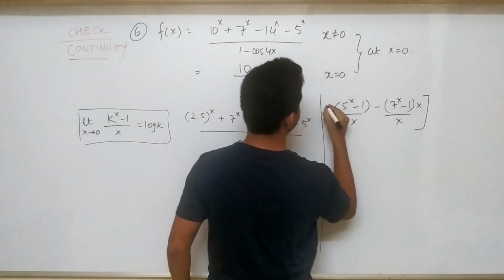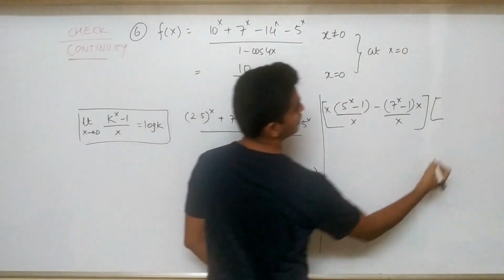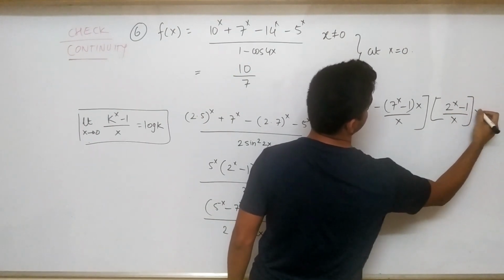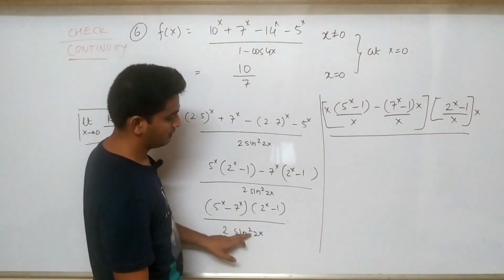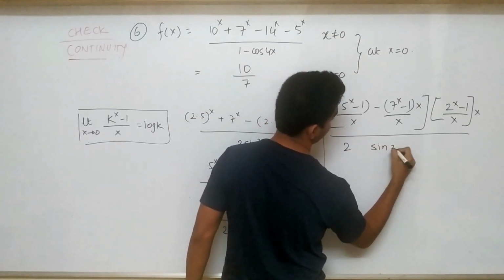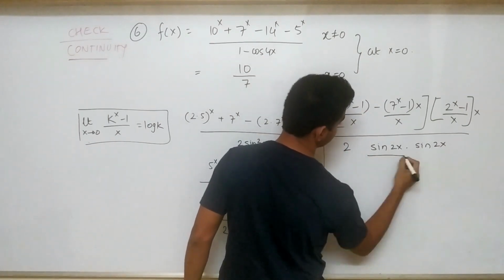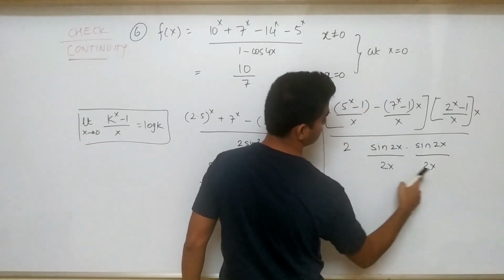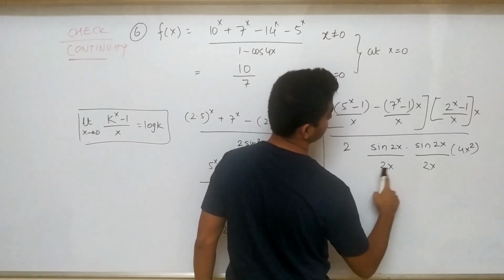Now everything multiplied by 2 raised to x minus 1. So we can write this as 2 raised to x minus 1, everything divided by x times x, whole term divided by 2 into sine square 2x. So we can write this as sine of 2x times sine of 2x, and essentially what we can do is divide this by 2x, here again divide this by 2x. Since you have divided, you can multiply it by 4x square, which is basically 2x square into 2x square.